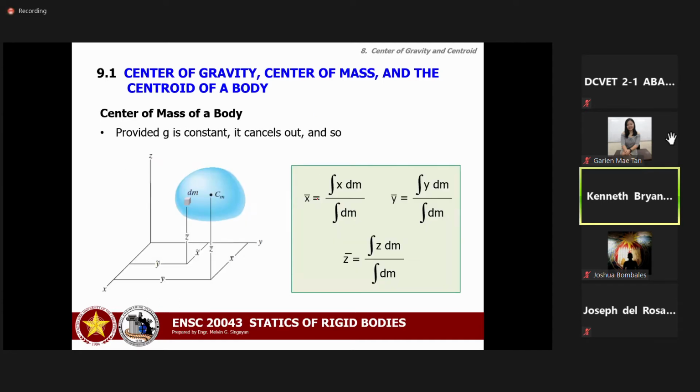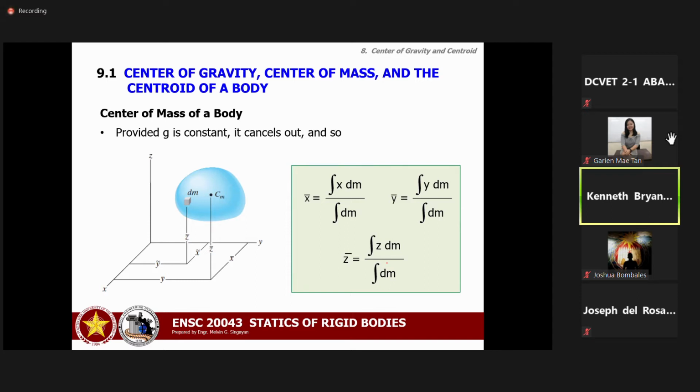So our formula becomes bar x equal to the integral of x curl dm over the integral of dm, bar y is equal to the integral of y curl dm over the integral of dm, and bar z is equal to the integral of z curl dm over the integral of dm. This is the location of the center of mass.